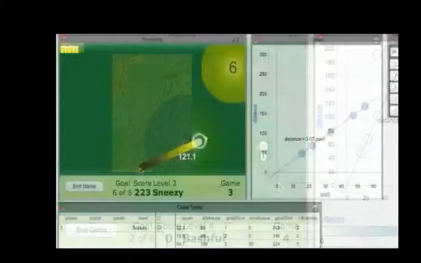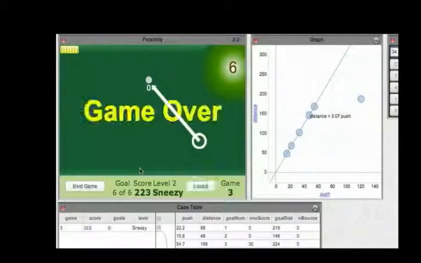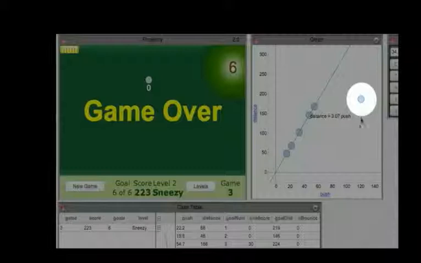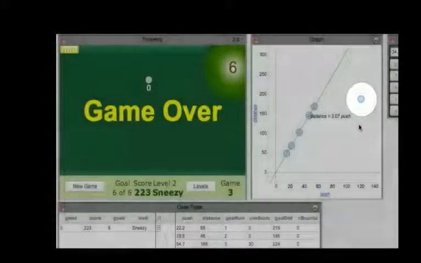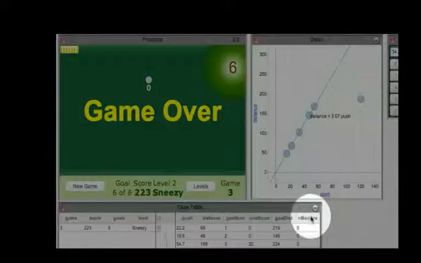One more thing. If a ball bounces, the distance the computer records is the distance from where you started to where you ended, the straight line distance. That will make points that don't fall on the line. This is another chance to probe for understanding. What does it mean that this point is over here? A feature that will help: drag bounce to the middle of the graph.